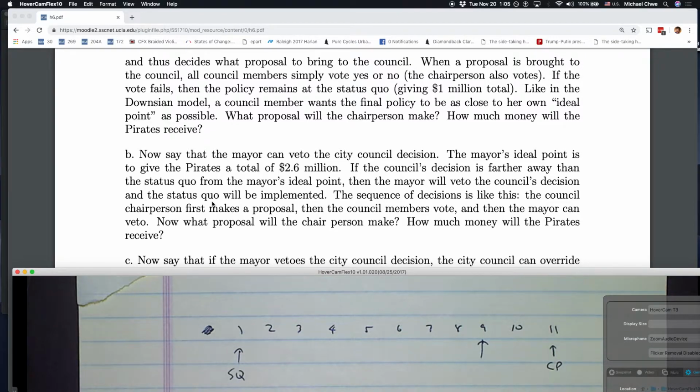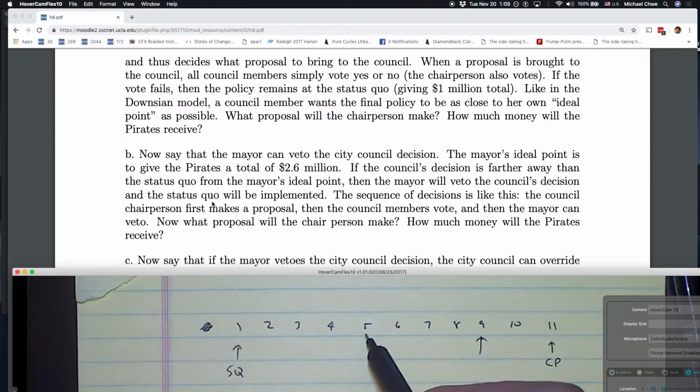How about 7? Yes. How about 6? Yes. How about 5? Right, 5 is right on the bubble, yes? 5 could take it or leave it, because the status quo is equally far away as the proposal. But definitely these people will vote.